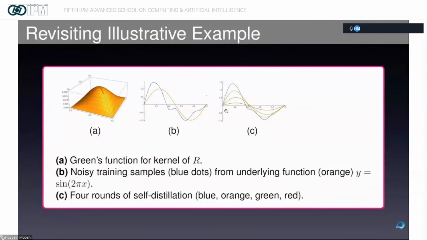But the point I want to make is that before the function collapses to zero, you already see a function like this orange curve, which looks very similar to the original function. So this is the regularization effect that you get if you do self-distillation.